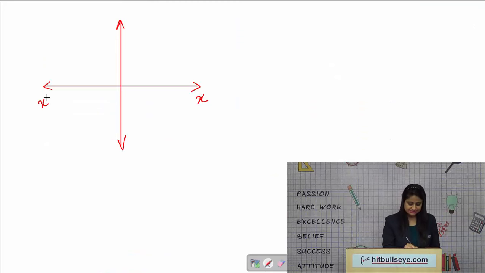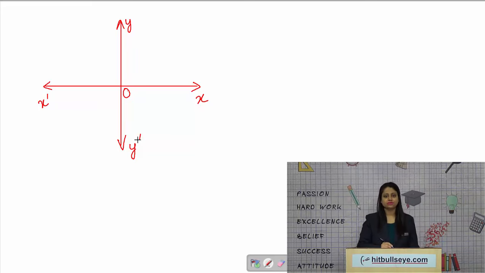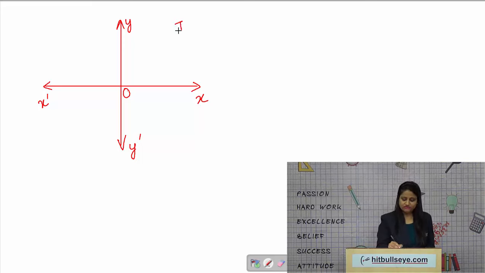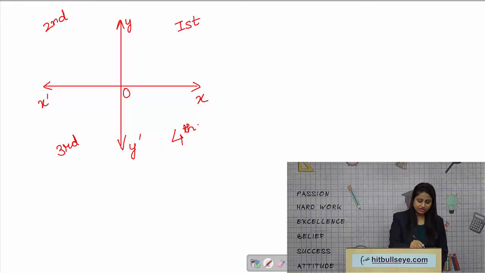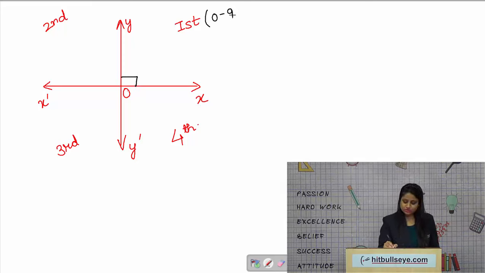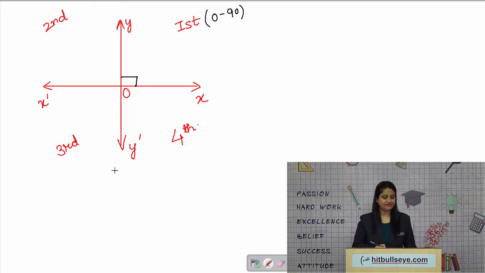So let us understand this thing. This is the x-axis, origin and y-axis. See, we are dividing the whole plane into 4 parts. That's why they are known as quadrants. This is called the first quadrant. Second, we are moving in an anti-clockwise direction, then third and fourth. In the first quadrant, the angle starts from here and goes to here. So the first quadrant is 0 to 90, 0 degree to 90 degree.